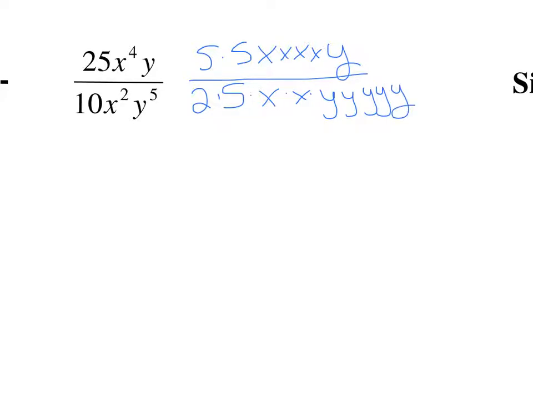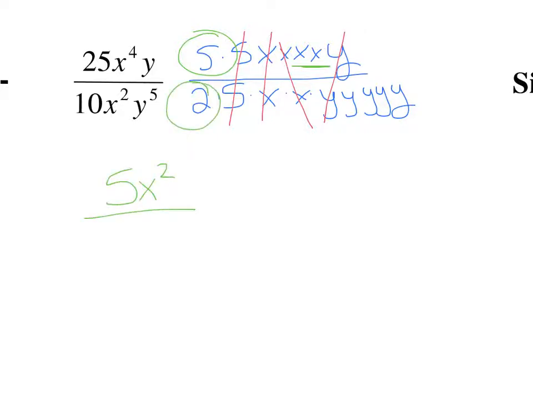Now, we've done this before. We did this in chapter 4 when we learned exponent rules. We can reduce those 5s. We can reduce a couple of x's, and we can reduce one of the y's. So it looks like what we're left with in the numerator is 5x squared, and in the denominator, 2y to the 4th. So this is just reducing.